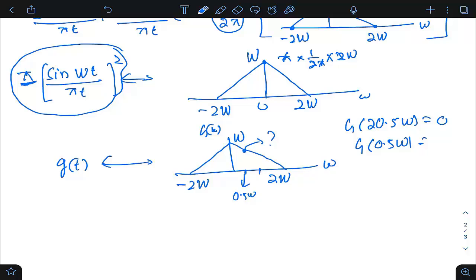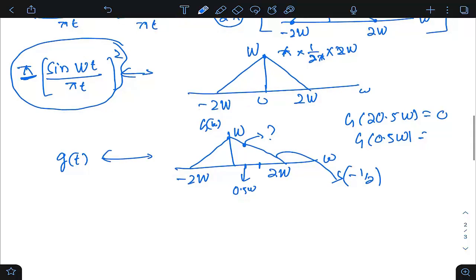Okay, so how do you find it out? First thing is, what is the slope of this line? Slope of this line is height by width. Height is w, width is 2w. w by 2w is basically half, and because it is falling, it is minus half. So slope is minus half. The starting amplitude is w. If I ask you what is the amplitude at 0.5w, it is the starting amplitude w minus the slope, half, times 0.5w.